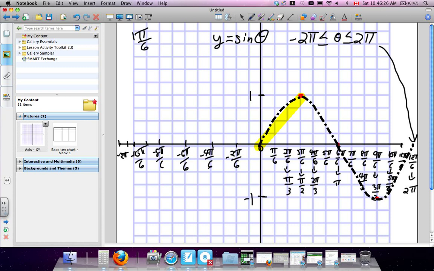But they want this restriction to go all the way to negative 2 pi. So we actually have to continue this graph backwards. Okay? So, in other words, our 90 degrees, which was 1, 2, 3 over. So when we go 1, 2, 3 over, that's down here.